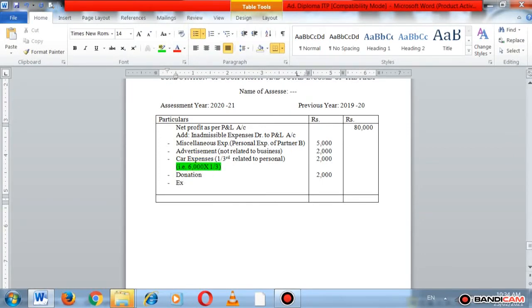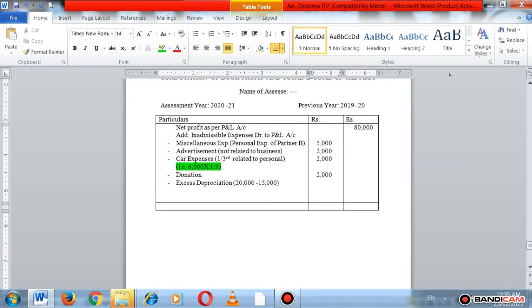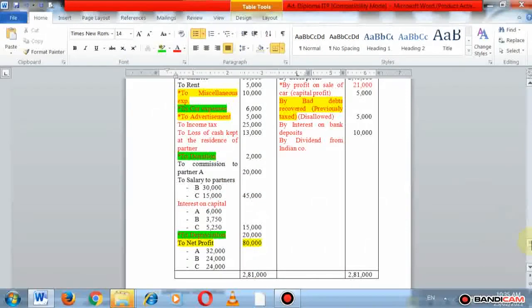Excess depreciation, in brackets, 20,000 minus 15,000 is equal to 5,000 is the excess depreciation, and this depreciation is disallowed. Okay, excess depreciation is disallowed. Then the next adjustment.